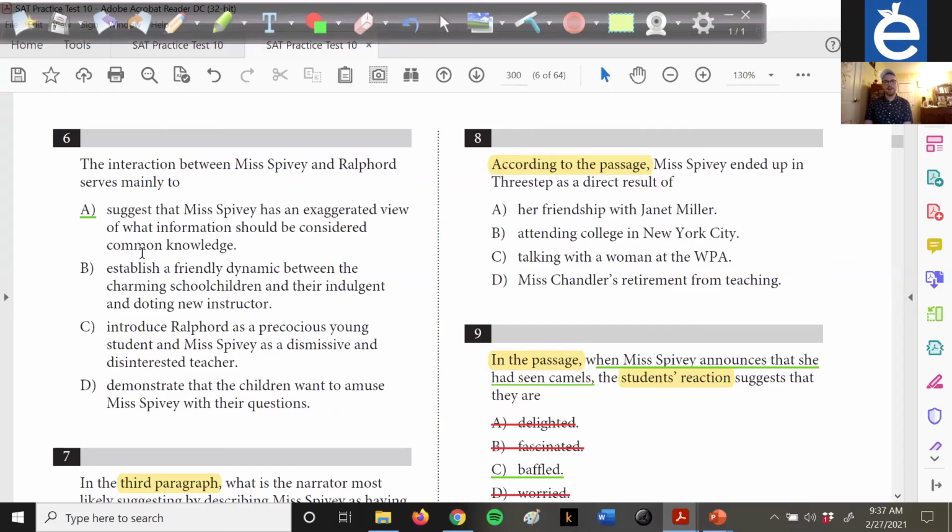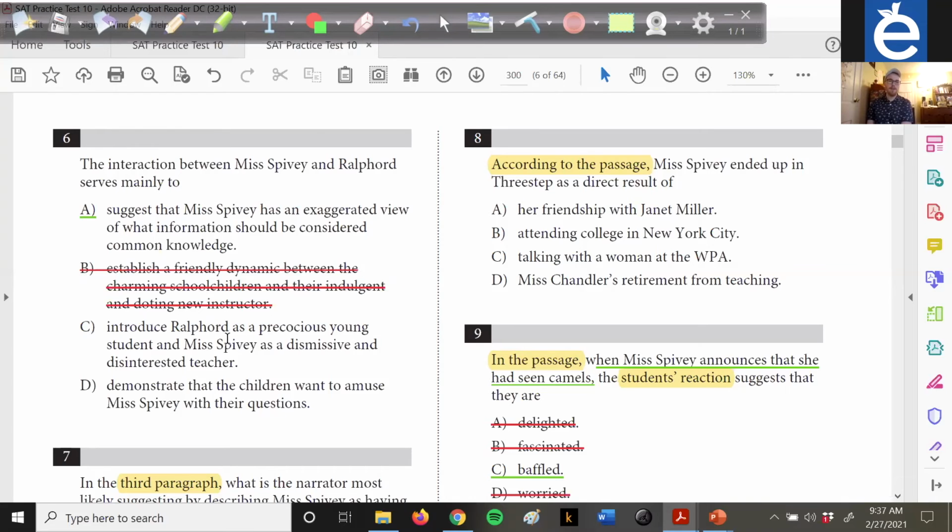B, establish a friendly dynamic between the charming school children and their indulgent and doting new instructor. I don't know how doting this new instructor is, or really how charming we're shown the school children to be. We've mostly seen the school children to be confused or bragging, and that's not exactly top of the list of charming qualities in my book. And again, Miss Spivey isn't indulgent or doting. She doesn't condescend a whole lot to help out. She mostly just talks about how amazing her life is.